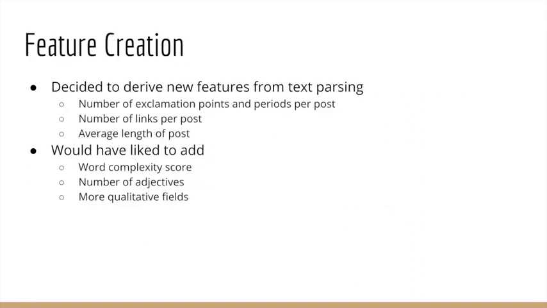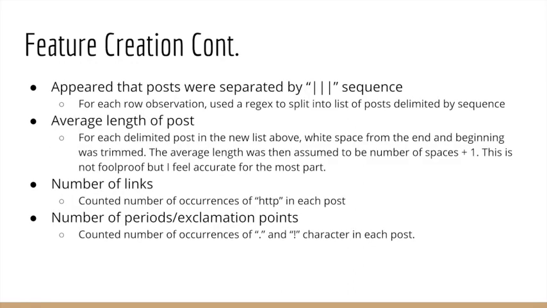So I derived new features from my text parsing: the number of exclamation points and periods per post, the number of links per post, and the average length of each post. I thought that these were things that outlined social or personality indicators in people, and that they would be good features to start a simple analysis on. I would have liked to add something a little more qualitative, like a word complexity score and number of adjectives, but I couldn't get the API to work in time.